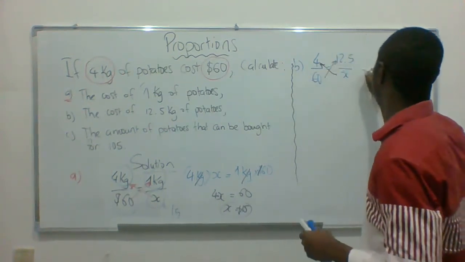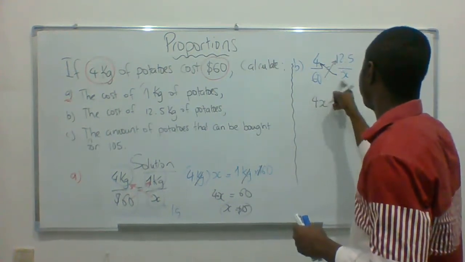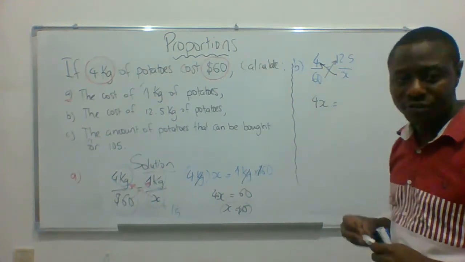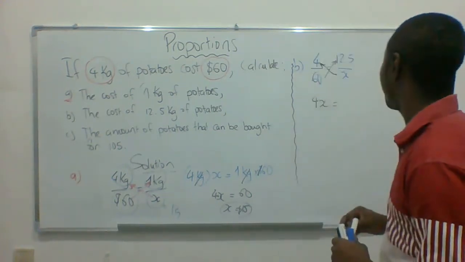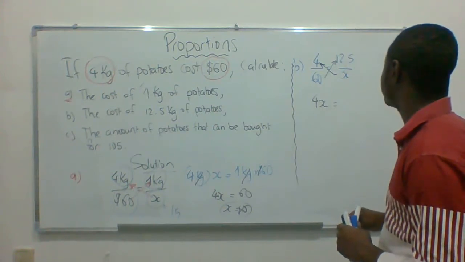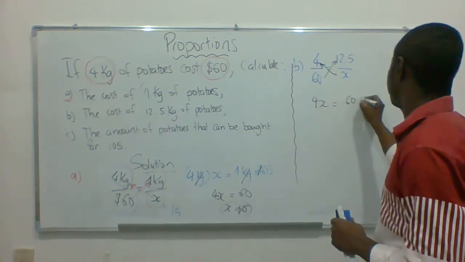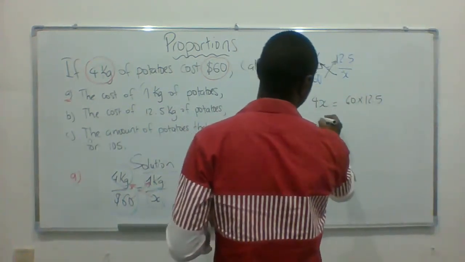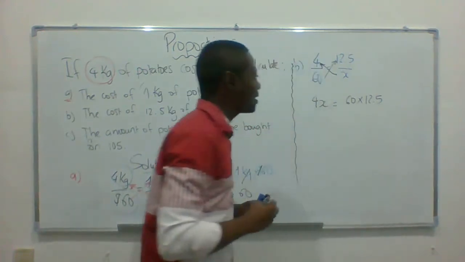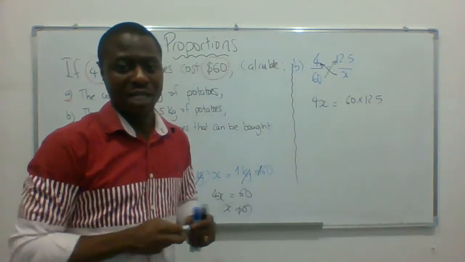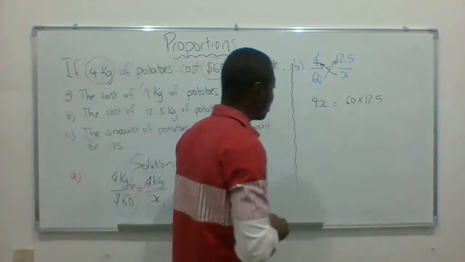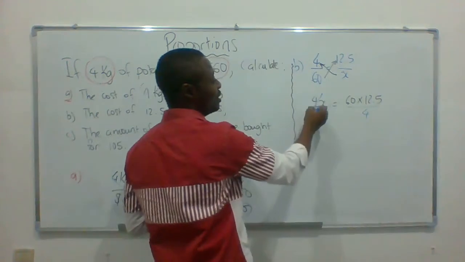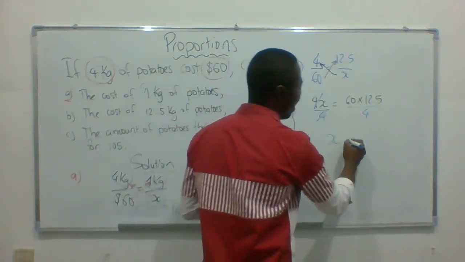So when we cross multiply, x is multiplying 4. Excuse me, this is going to give 4x. x times 4 is 4x. And 60 times 12.5. 60 times 12.5. How do you get x? To get x, you need to divide both sides by 4, to get rid of the 4, remember when you solve equations. So I'm going to divide both sides by 4, because I want to get rid of this 4. The 4 is gone, x is now all by itself.